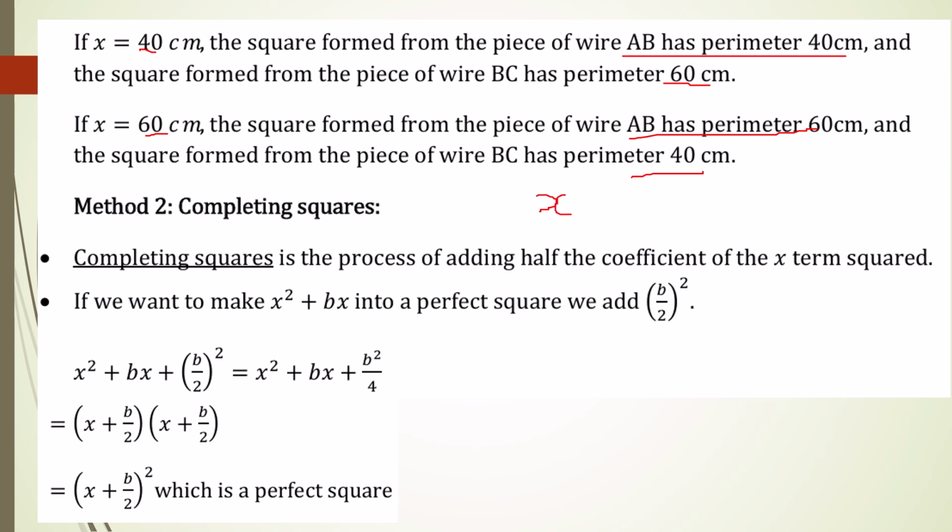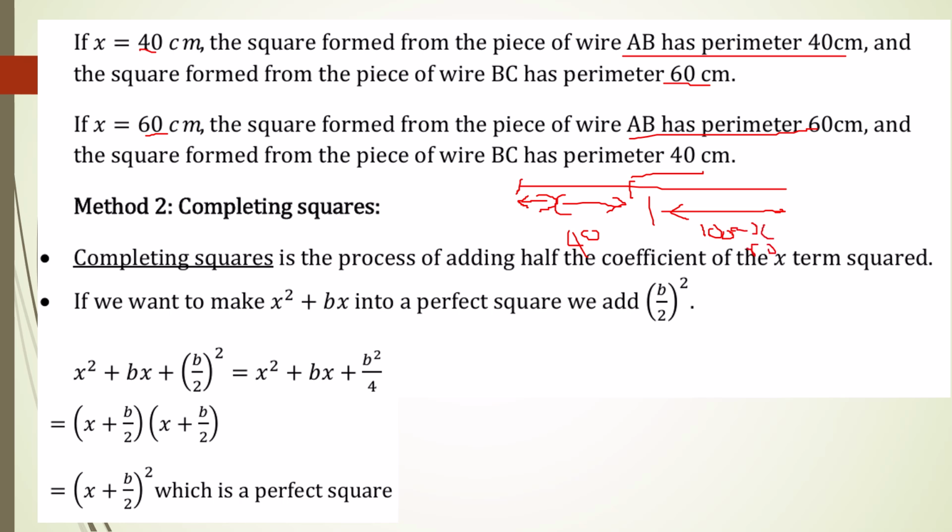Remember that to get the length of wire used for one square, we say let the total length formed by one square be x, for example square A, and for that of square B be 100 minus x. So if you have got the value of x to be 40, this is going to be 100 minus x, which is going to be 60.